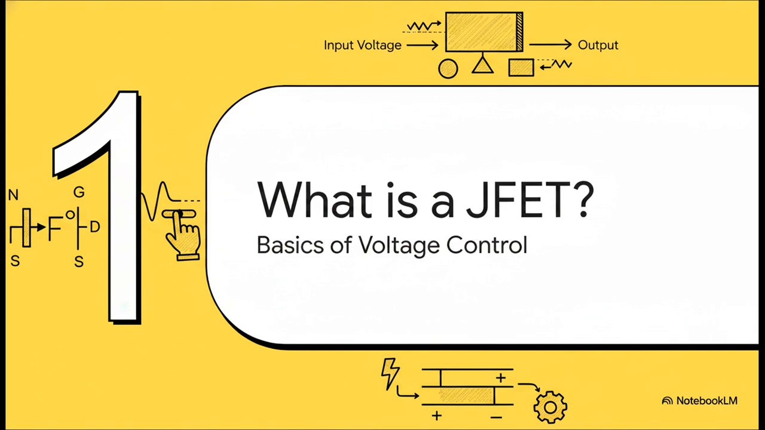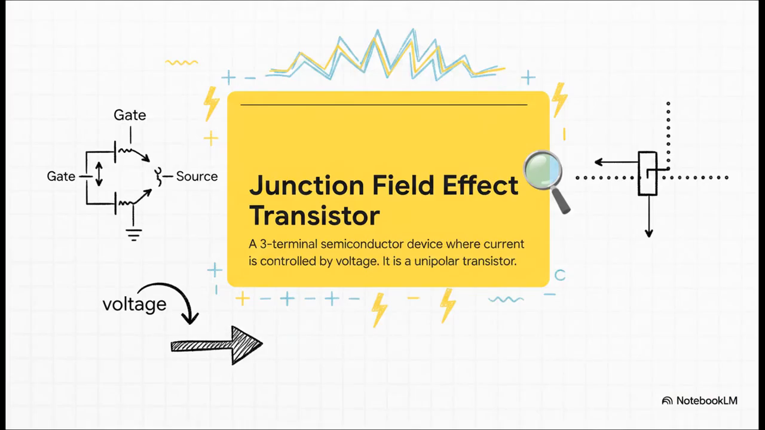Okay, so let's start with the absolute basics. What in the world is a JFET? In this first part, we're going to break down what it is and what makes it tick. So JFET is short for Junction Field Effect Transistor. At its core, it's a semiconductor device with 3 connection points, or terminals. But here's the key takeaway. Its entire job is to be voltage controlled. That means you use a very small voltage to control a much bigger flow of current. It's also called a unipolar transistor, and that's just a fancy way of saying it only relies on one type of charge carrier to get the work done.